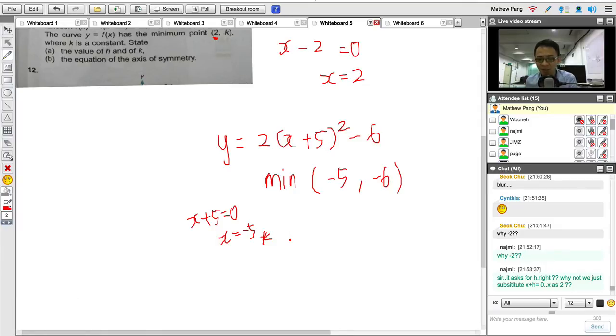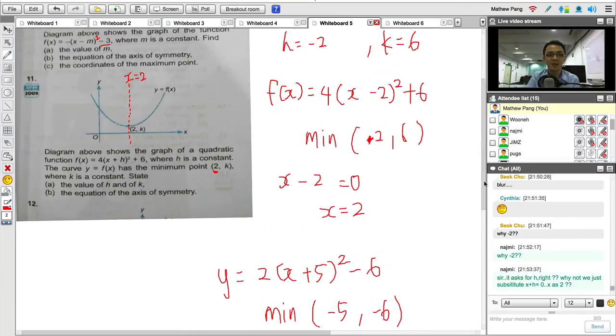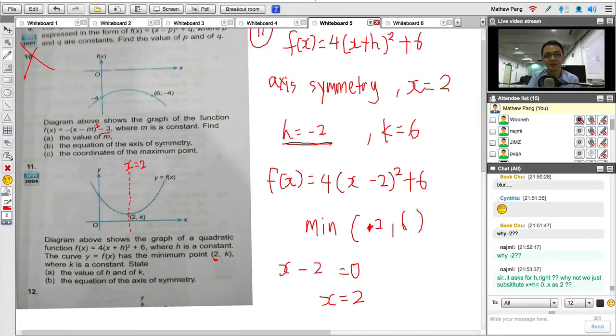So it's asked for h. Why don't we just substitute into x plus h? Yeah, you can do so. You can do something like x plus h equals 0. Then what you can do now is, you got 2, right? 2 plus h equals 0. H is negative 2. You see? You got the same answer. H is still negative 2.